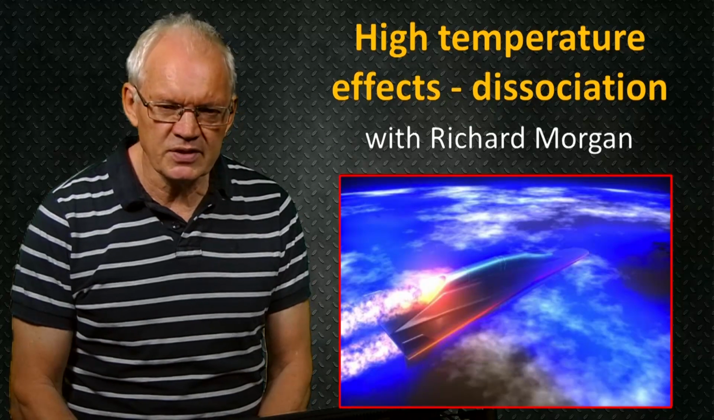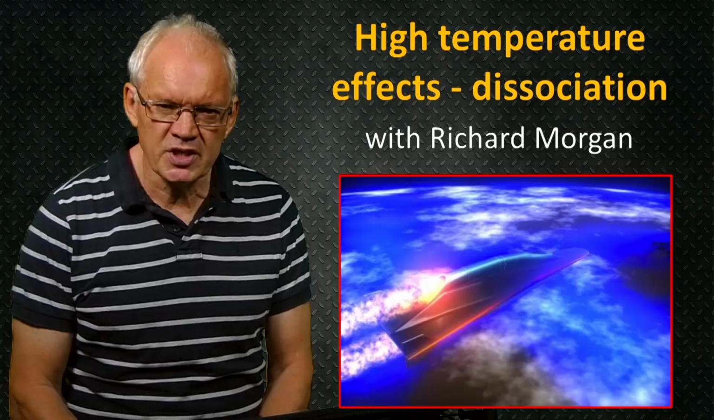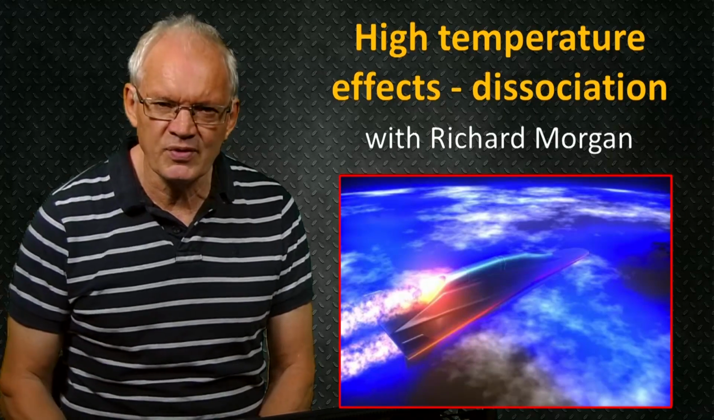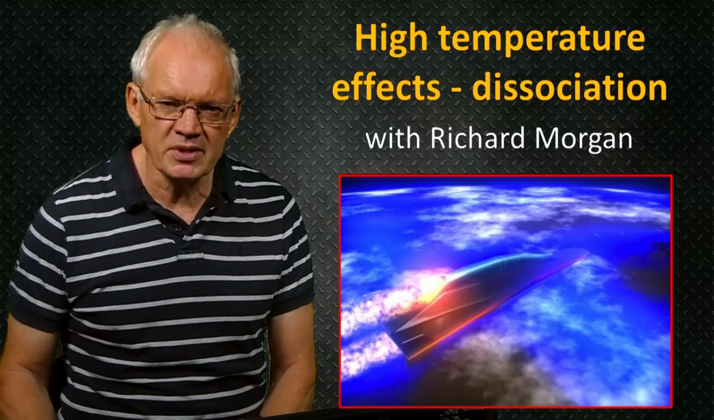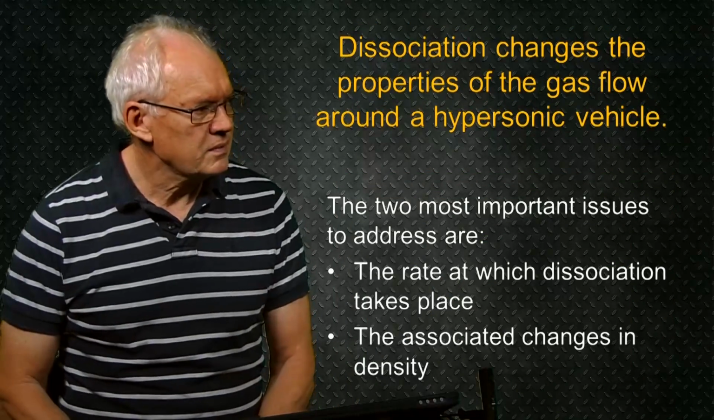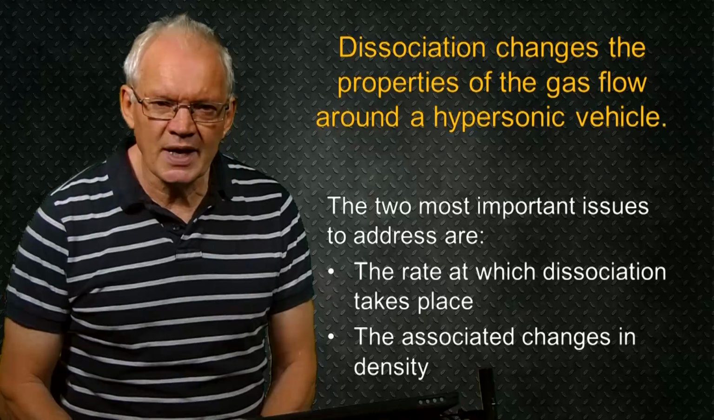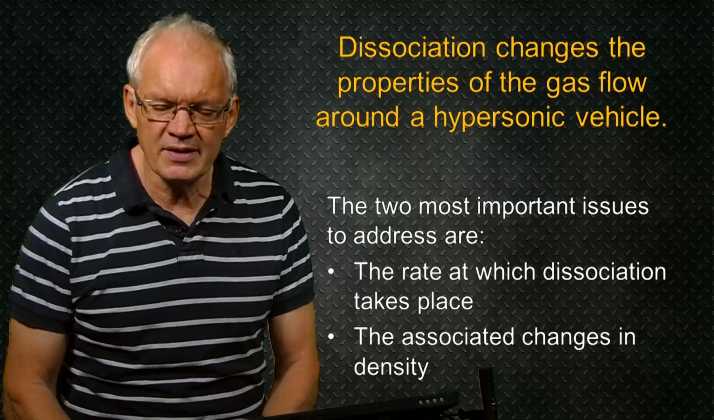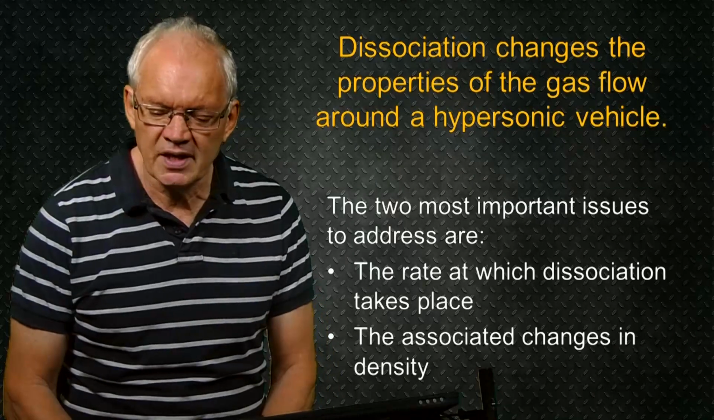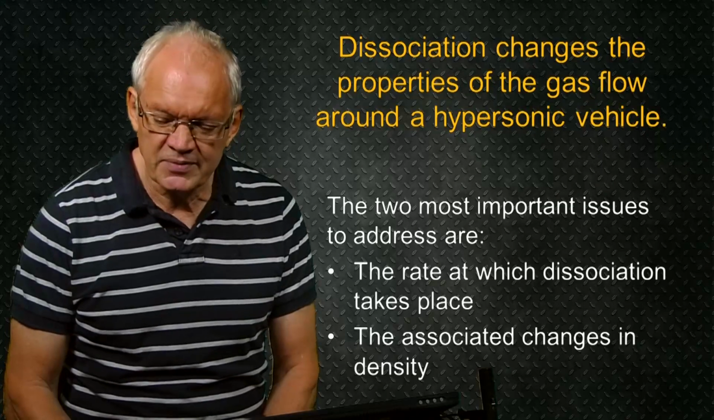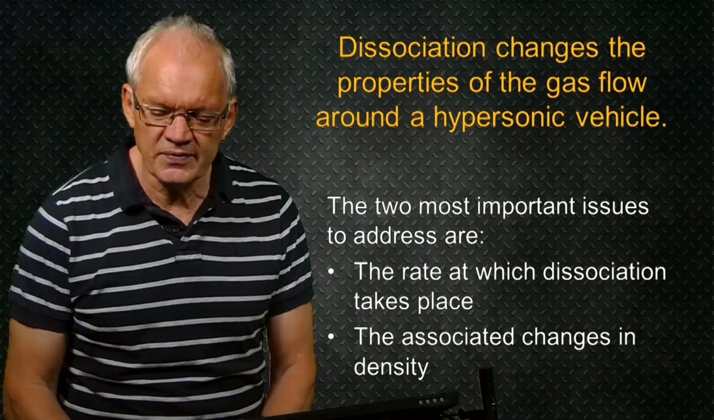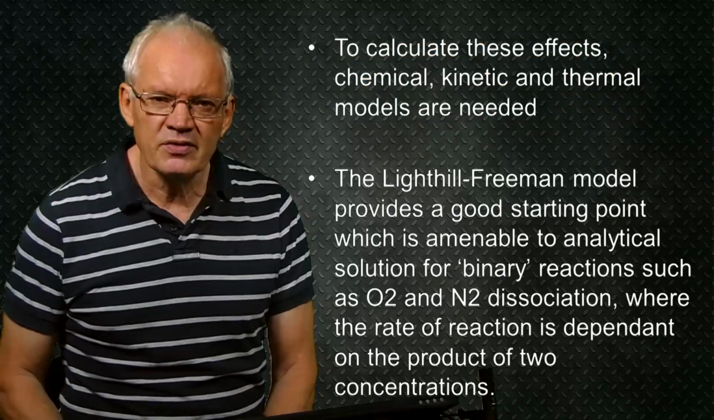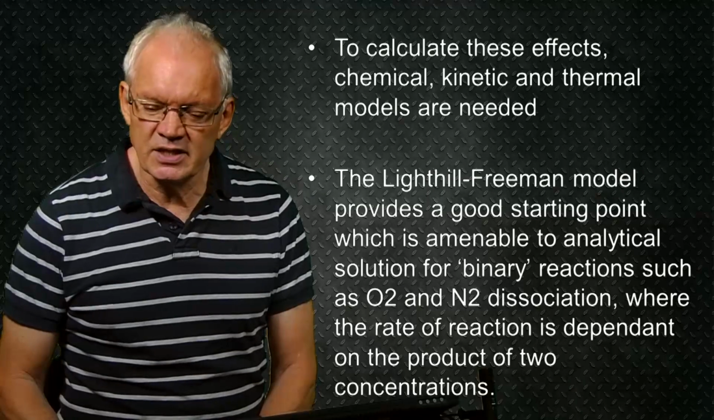And the process of dissociation takes energy out of a flow, which cools the gas down and affects the density, which is a very important parameter for determining the forces on a hypersonic vehicle. So, in order to analyse this, we need to know at least two things. One is how fast will the dissociation take place, so we have to develop some sort of a model for that. And also, how much does the density change due to the fact that it's dissociating. And today I'll talk about the first one, developing a chemical kinetic model that enables us to understand these flows.